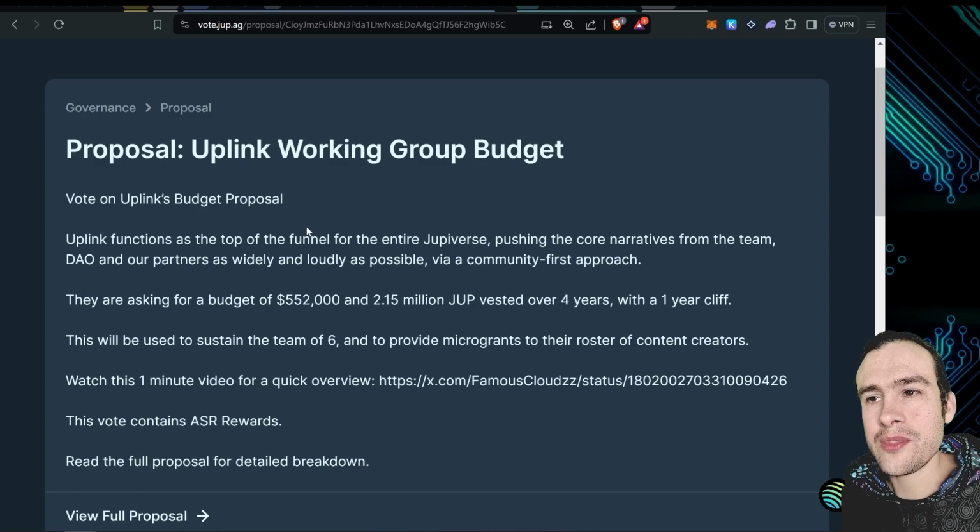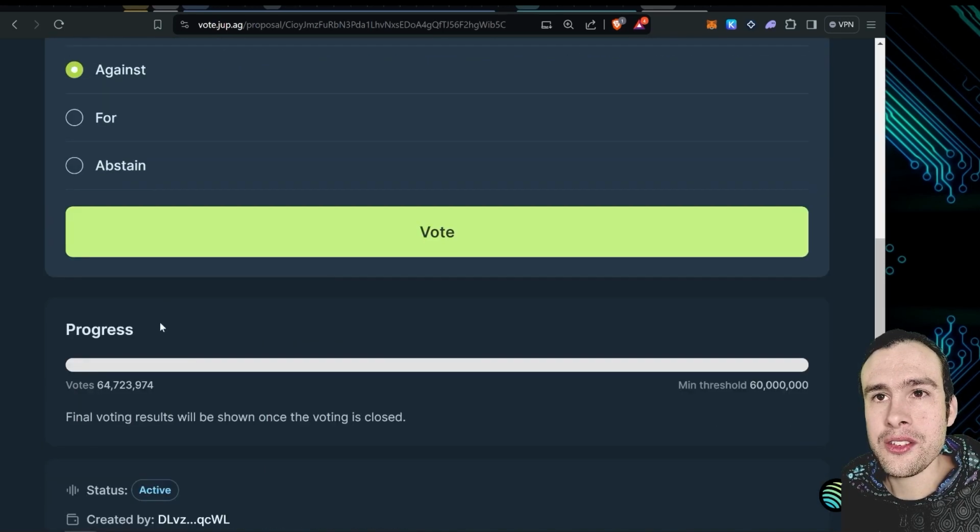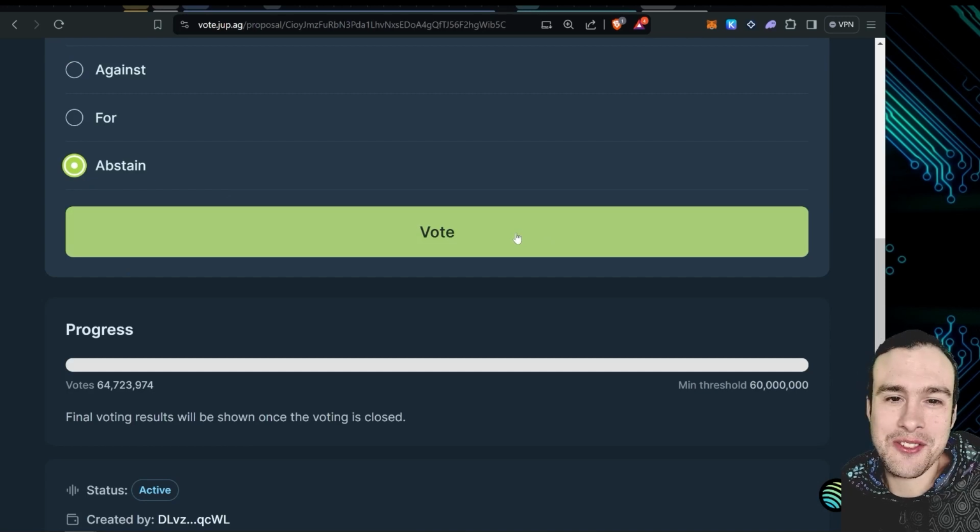But yeah, I'm voting for it. And now you know how much money it is. Use your own discretion to work out what it is that you feel is fair. And you need to vote anyway. So if you don't really care, you can also vote abstain. So there you go, there's your other option as well.